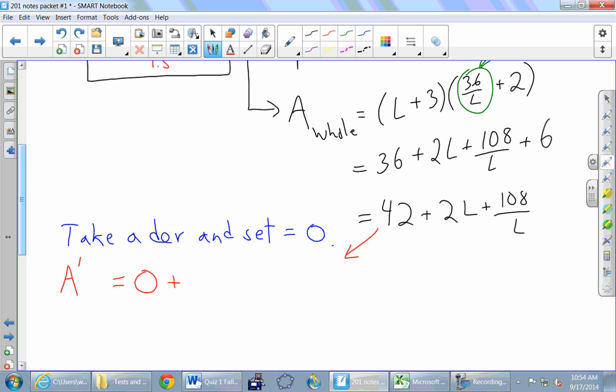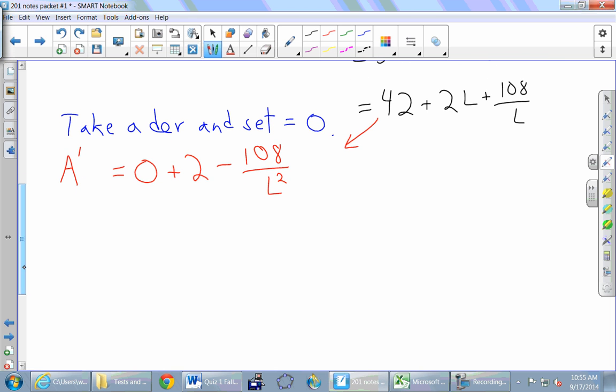What's the derivative of 2L? 2. It's one of our special cases. A constant times x is just the constant. And then 108 over L is actually another one of our special cases. If we're willing to memorize it, it's a constant over x. The derivative was negative the constant over x squared. So negative 108 over L squared in this case. It's okay if these new derivative rules are not on the tip of your tongue. With practice, like everything else, they get easier.